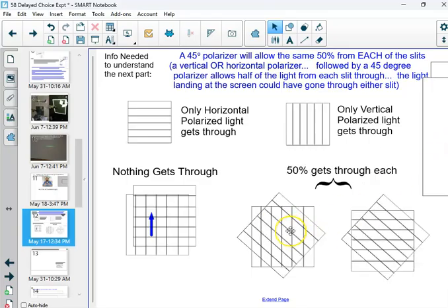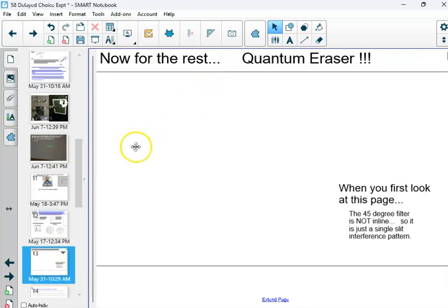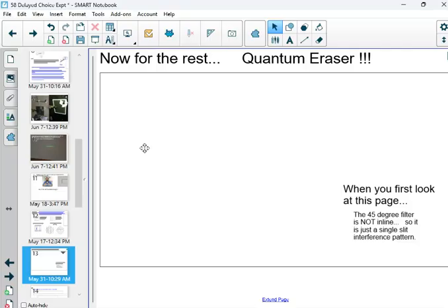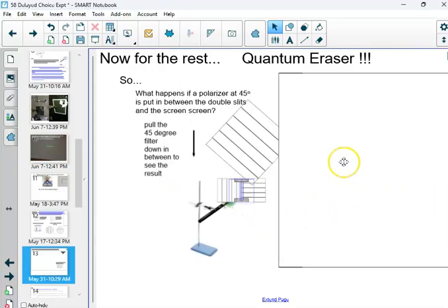But it turns out there are quantum mechanical equations that describe this, and you'll see them later on if you go on in physics. You can figure out the percentage of light that will get through at various angles, and at 45 degrees, 50% gets through, as it turns out. So when you first look at this, there's no 45 degree filter in there, okay?